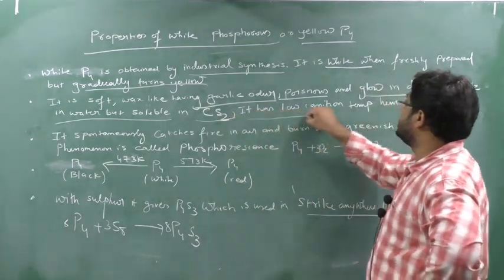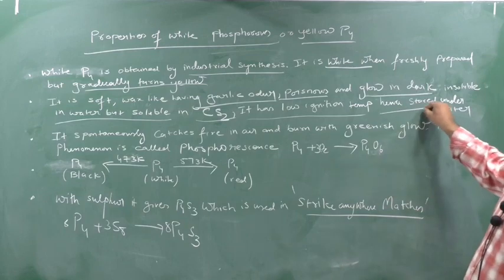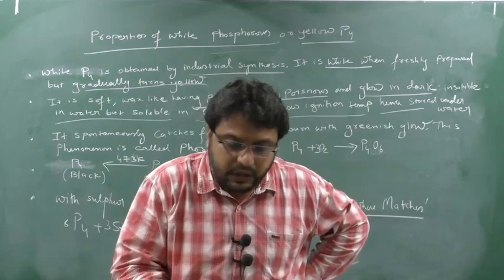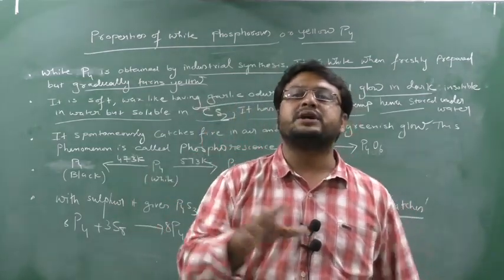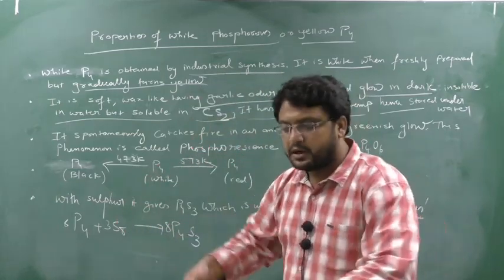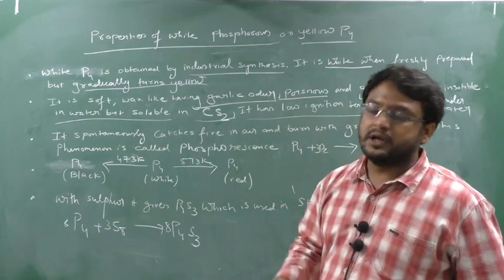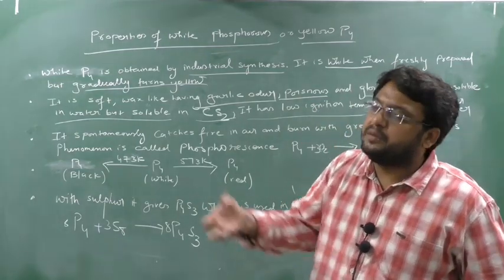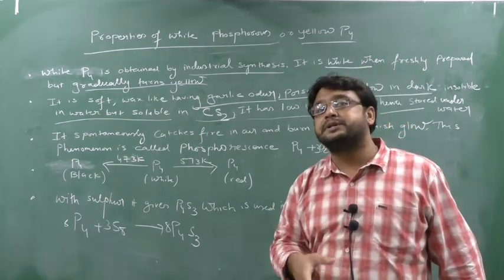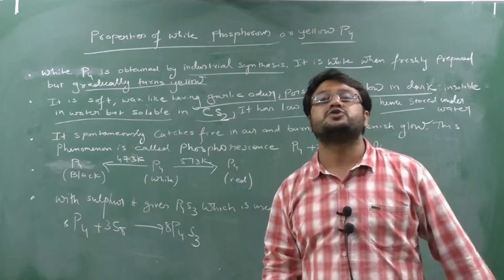Next, it has a low ignition temperature, which means it will ignite at a very low temperature. Due to this reason, it is stored under water. As soon as it comes out of the water, the room temperature is enough to ignite the phosphorus. Under the water the temperature is lowered, but once I take it out, it comes to room temperature, and that is enough to ignite the white phosphorus. That's why white phosphorus burns in the presence of air.